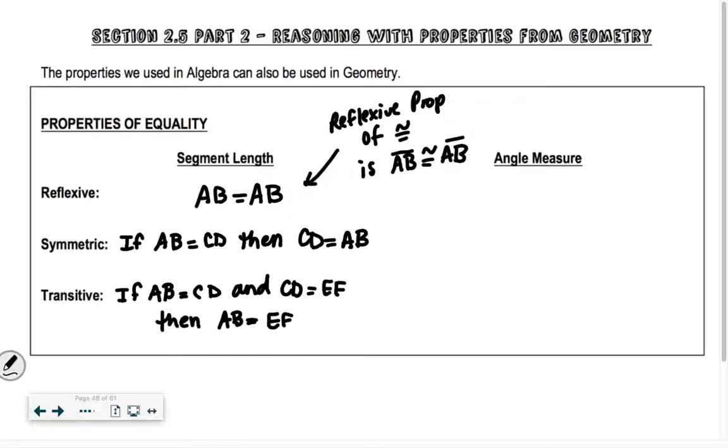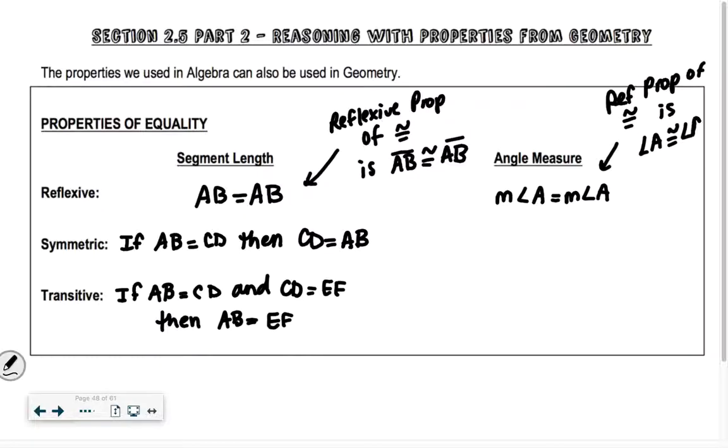So same idea with our angle measures. So if I'm talking about an angle measurement being equal to an angle measurement, I'm going to write it as measure of angle A is equal to measure of angle A. But if I wanted to talk about congruence, so the reflexive property of congruence is angle A, the object, is congruent to angle A. Okay, so like I was saying, the difference between equality and congruence would be those.